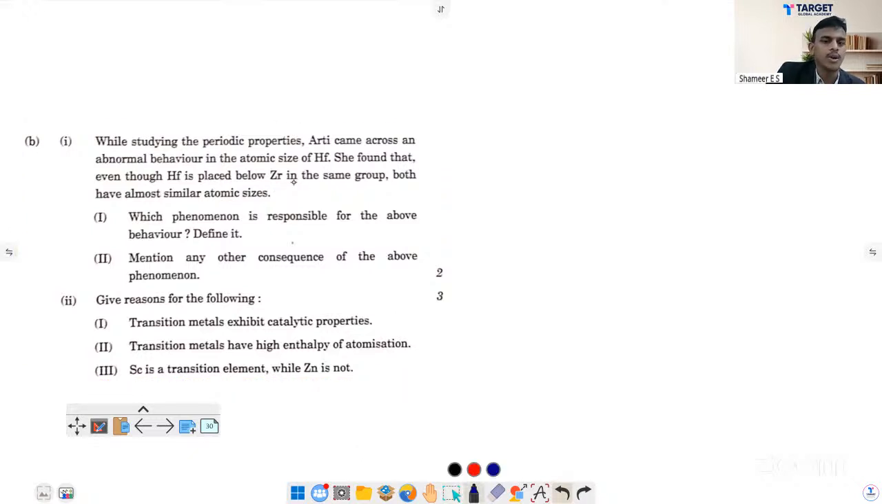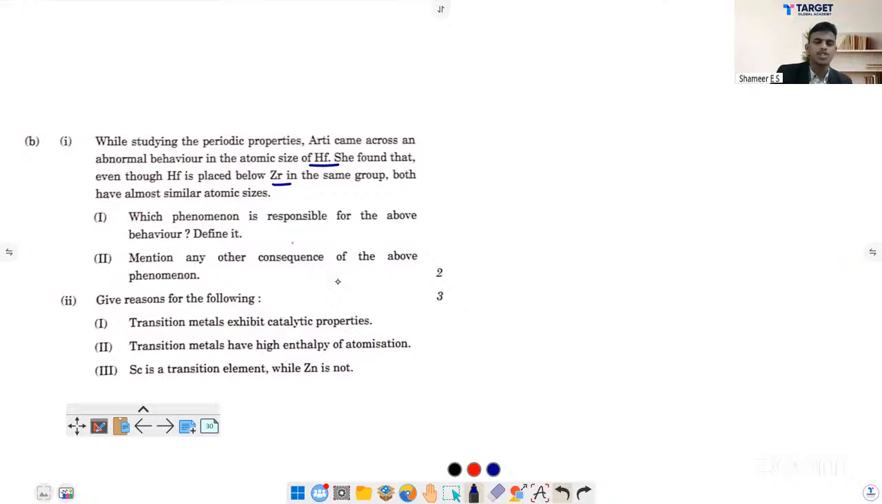Hafnium and zirconium. I told you, whenever you see hafnium and zirconium, just write it. Lanthanoid contraction, define it. Mention any other consequences, in the sense, basicity you can write. The separation of the mixture of the lanthanoids is difficult due to lanthanoid contraction.